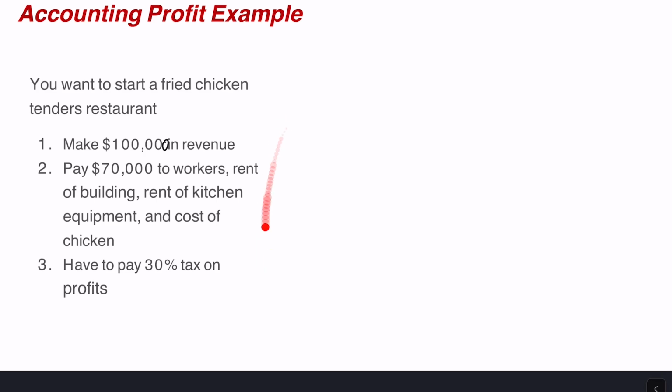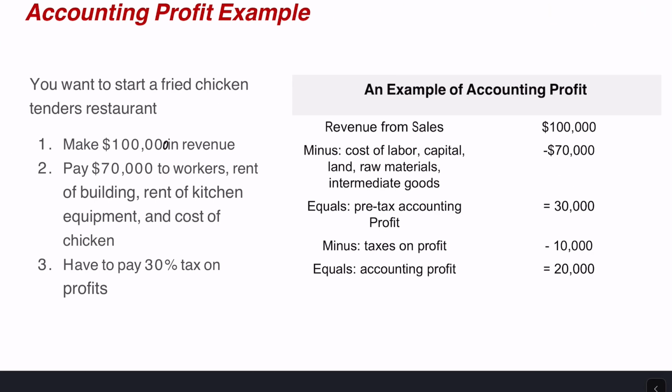So if we take this information and do a rundown of calculating that profit, we would take our revenue from the sales of those chicken tenders, the money they get in, minus that $70,000 for our explicit costs of workers, machines, ingredients, that sort of thing. And so then we're left with $30,000. This is called your pre-tax accounting profit. So you haven't paid taxes on this yet.